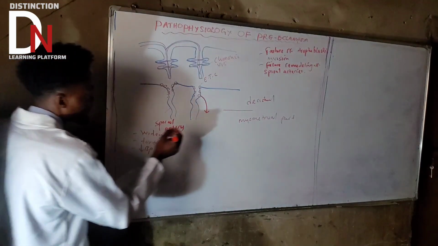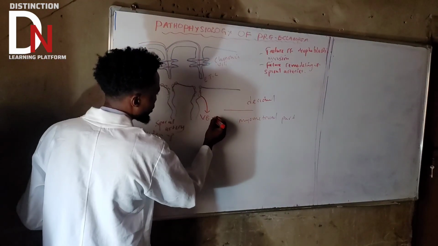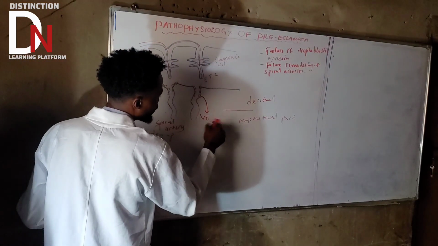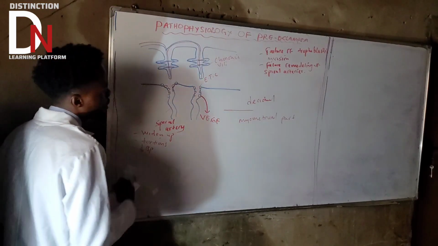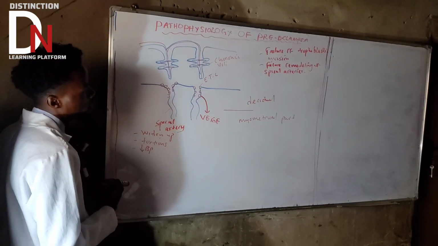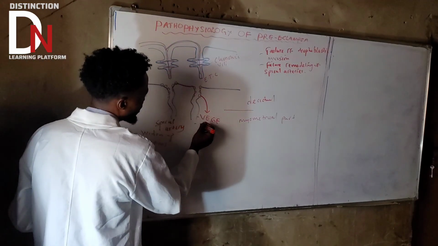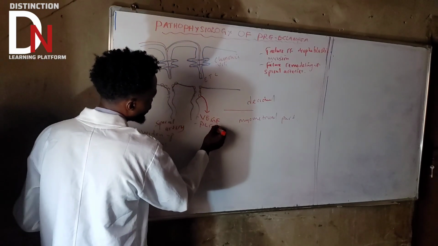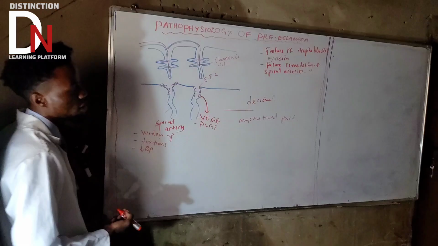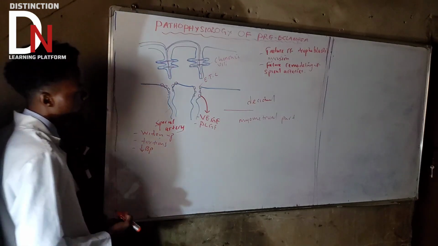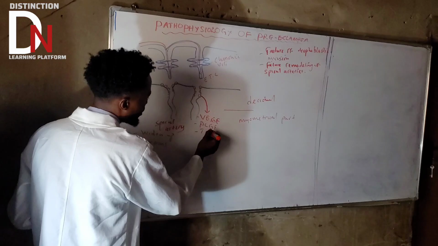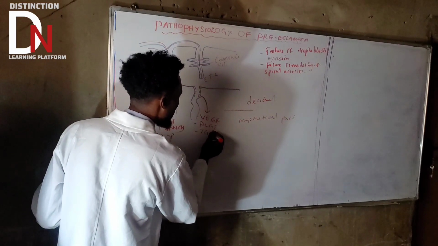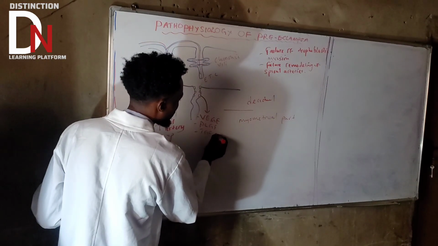We call it VEGF, vascular endothelial growth factor. What else? They also release another one, PLGF. You can guess that one, that is placenta growth factor. What else? Also another one, transforming growth factor beta.